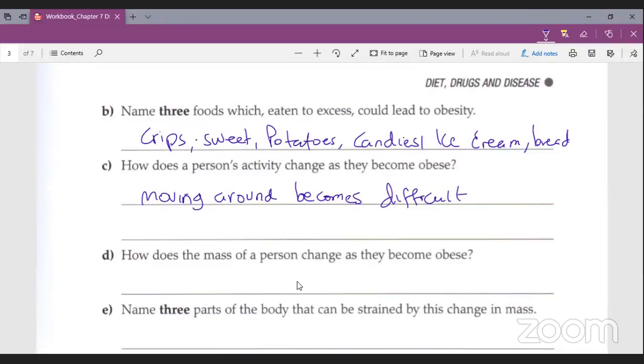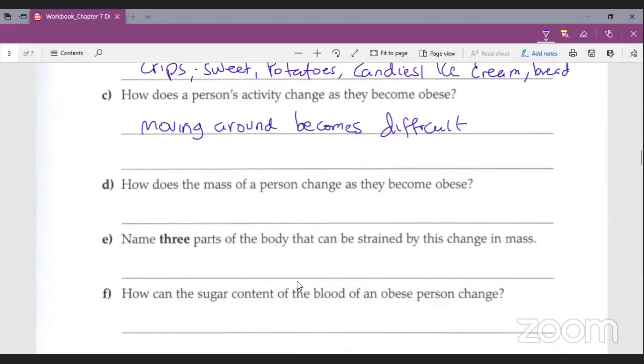How does the mass of a person change as they become obese? It increases. Thank you very much. The mass would increase.